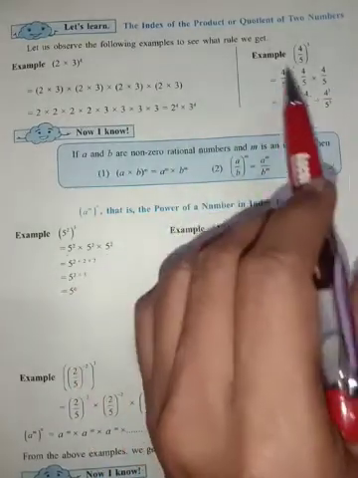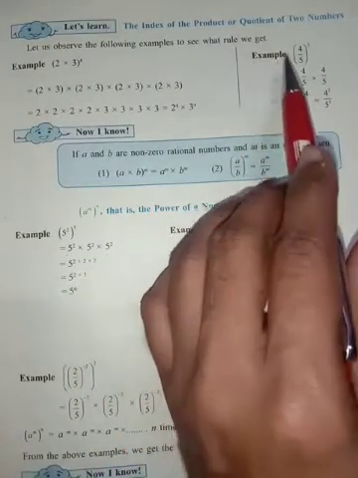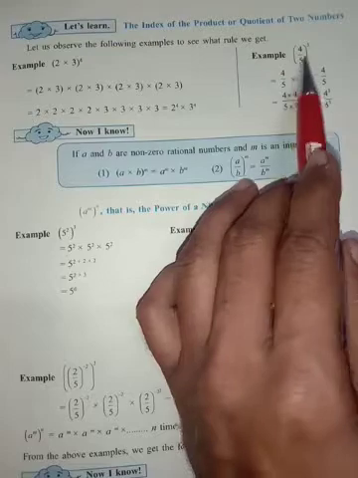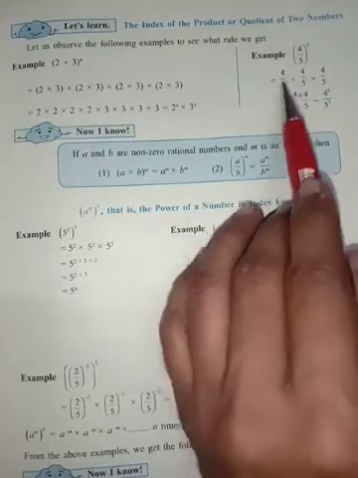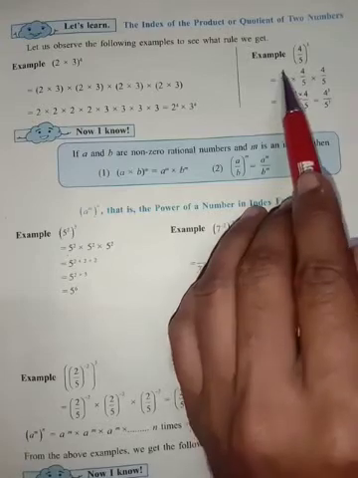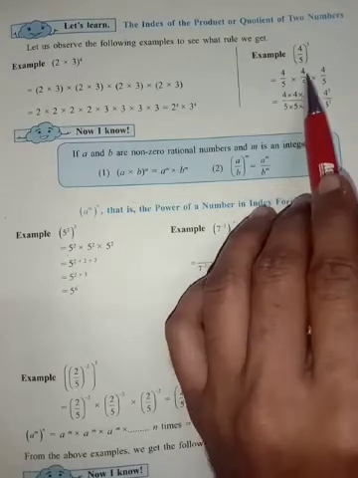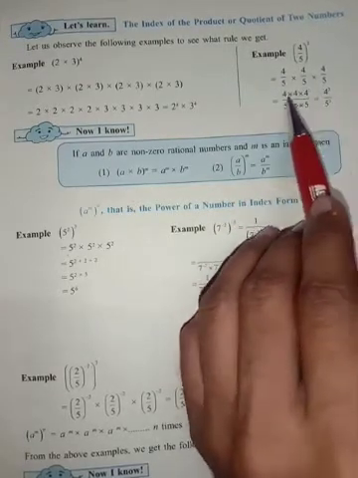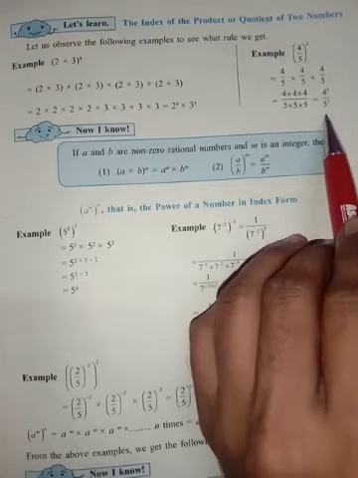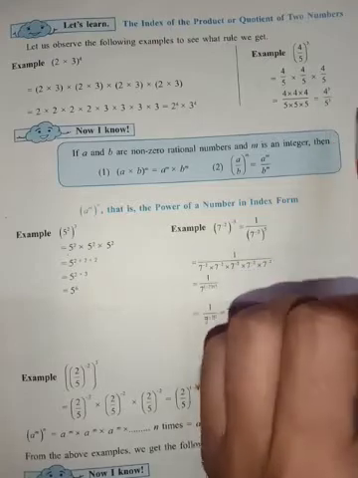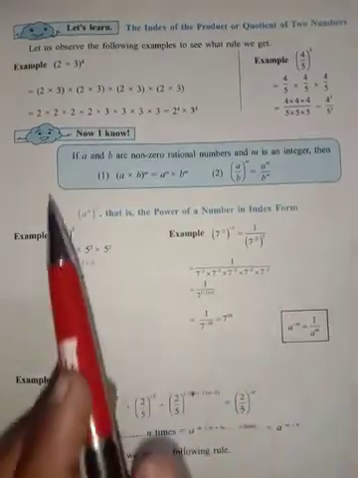Okay, now look at the second example. It is 4 upon 5 raised to 3. It means this equation is written 3 times: 4 upon 5, 4 upon 5, 4 upon 5 multiplication. So we can write here 4 raised to 3 upon 5 raised to 3. Okay, hope you understand.